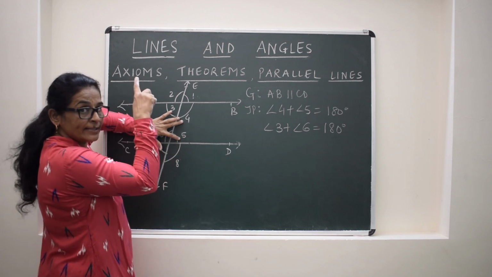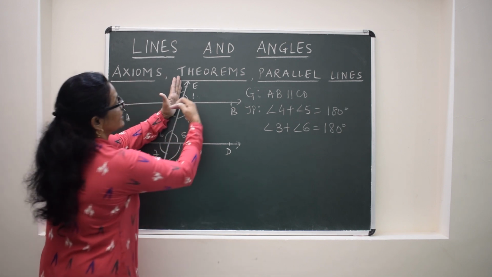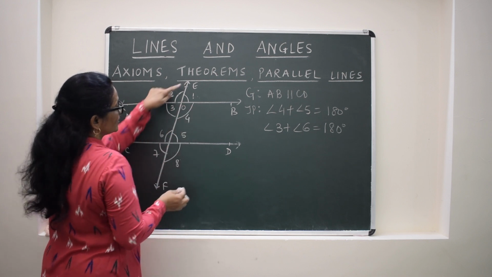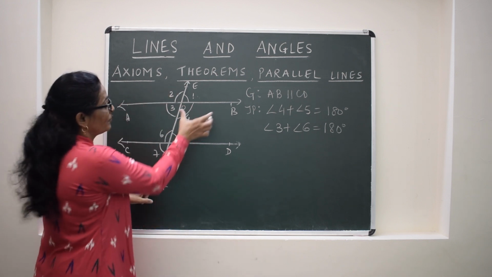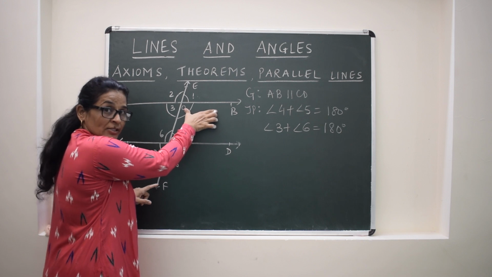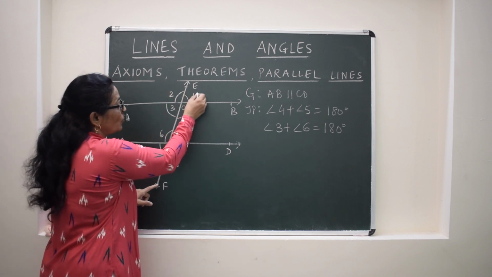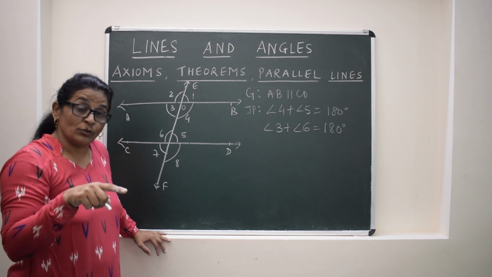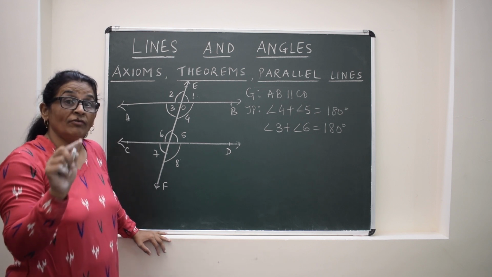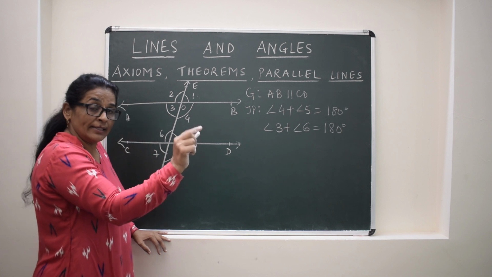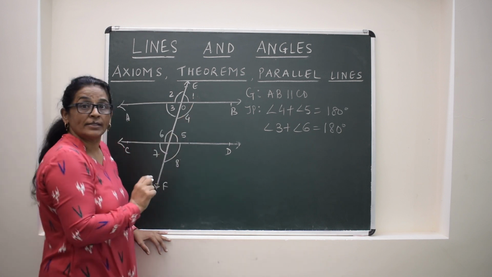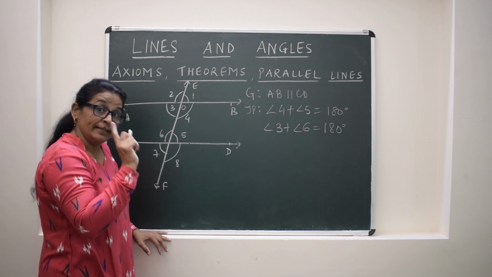We had done one axiom. This is a line, this is a ray. Just name this point as O. So for this line EF, BO is a ray. So by the axiom, angle 1 plus angle 4 is equal to 180 degrees. And also I told you, you can apply the concept of linear pair. So by linear pair or by axiom, angle 1 plus angle 4 is equal to 180 degrees.